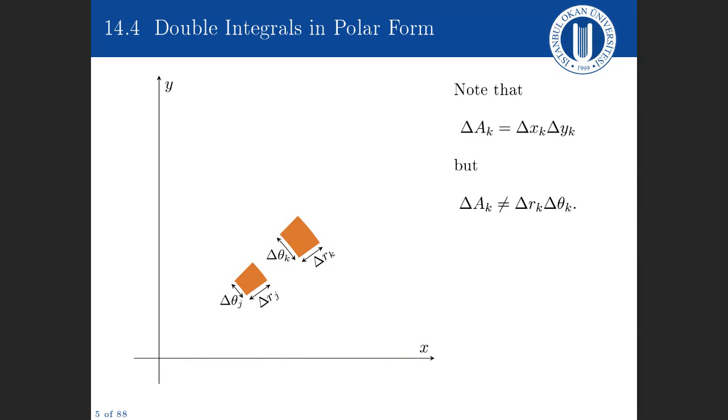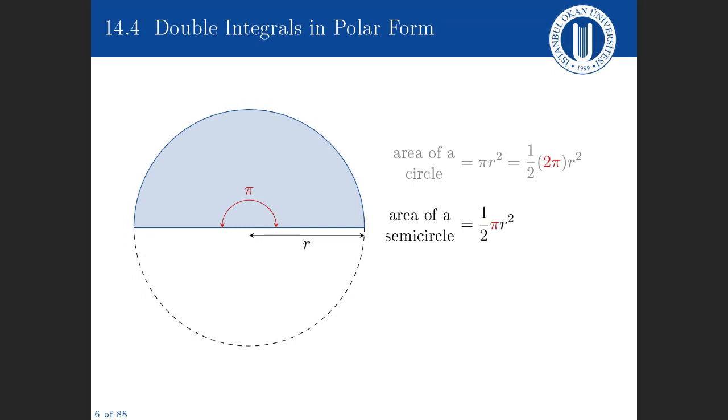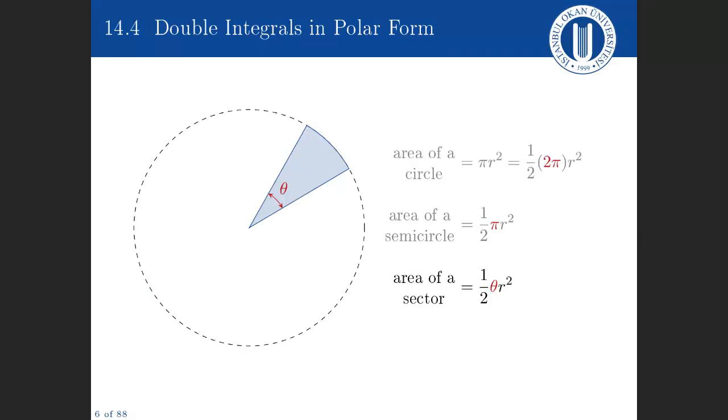So what is the area of something like this? What's the area of a circle? The area of a circle is pi r squared. I want to think of that as a half times 2 pi times r squared. The area of half a circle, a semicircle, is a half pi r squared, where pi is the angle in the middle. If we're using radians, then the area of a sector like this is a half theta r squared.